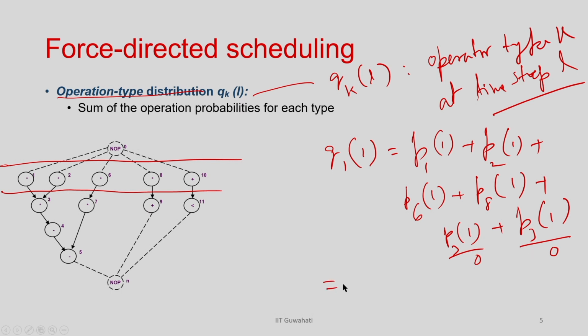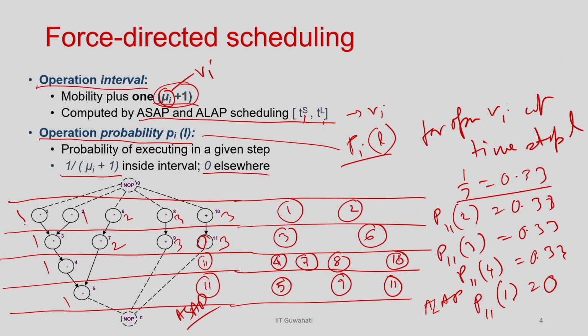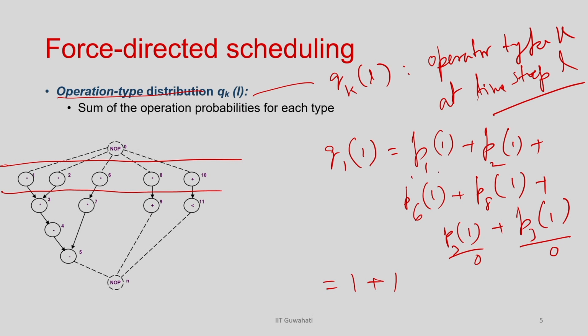So, I can write that. P1 is 1, P2 is 1, because this operation can only schedule in that timestamp. There is no probability it can schedule in another timestamp, because the ASAP and ALAP timestamps are the same. So, there is no mobility for this operation, that we have already discussed many times, right. So, now this is 1, this is 1. So, how much is P6? It can schedule here or here, because this can stay down. So, the probability here is 0.5, half, 1 by 2.